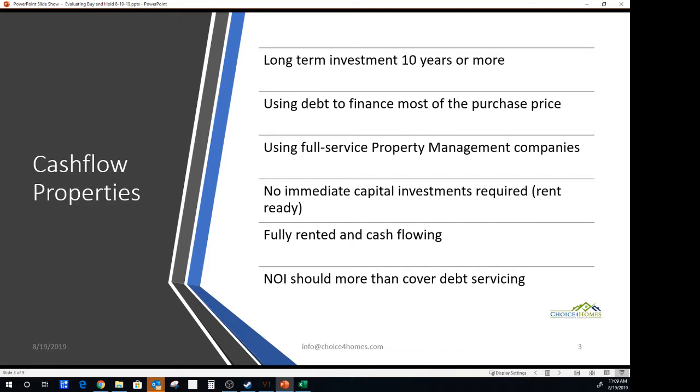And then to make a property cash flowing, your NOI, net operating income, should be more than enough to cover your debt servicing. To cash flow well, it should be more by a significant amount to the investor, where you actually feel that cash coming into your pocket.